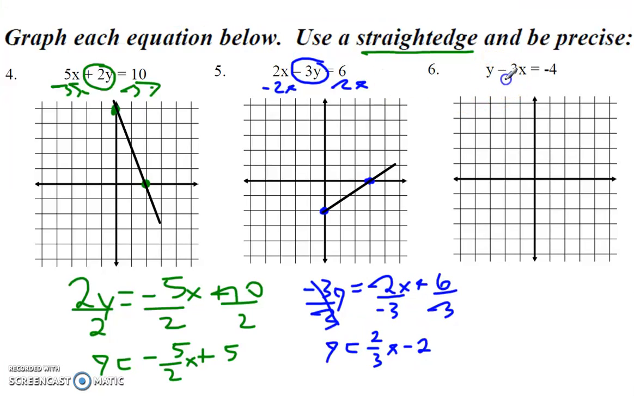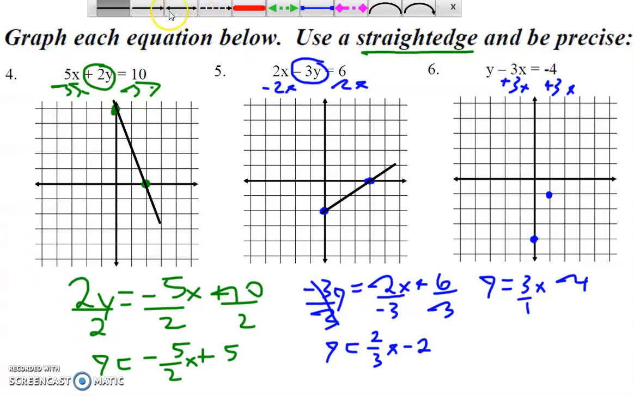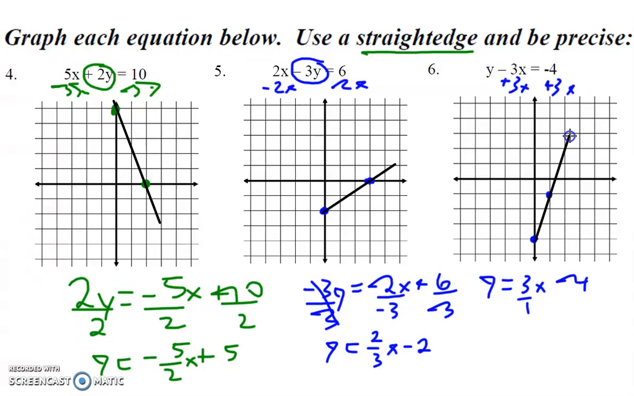Finally here, get y by itself. Add 3x to each side. So I get y is equal to 3x minus 4. So my y-intercept is negative 4. And then my slope, remember, any whole number you can put over 1, up 3 over 1. This one you would have gotten a decimal or a fraction for the x-intercept, and that wouldn't have been very accurate when graphing it. Okay, now follow the slope. Notice up 3 over 1, up 3 over 1 should also go through that point right there.